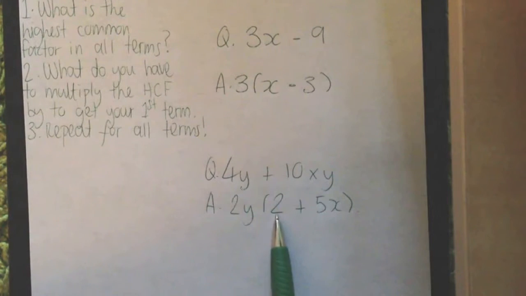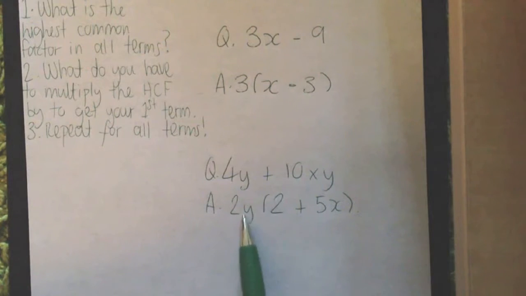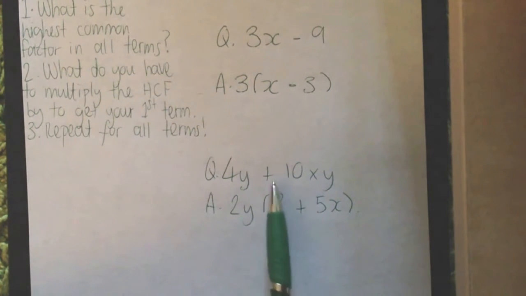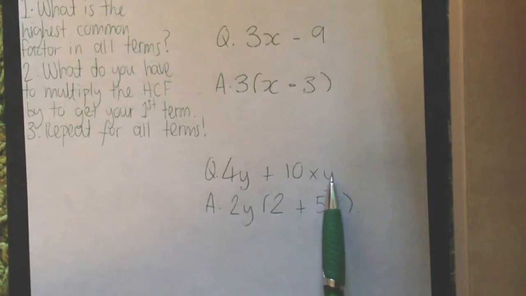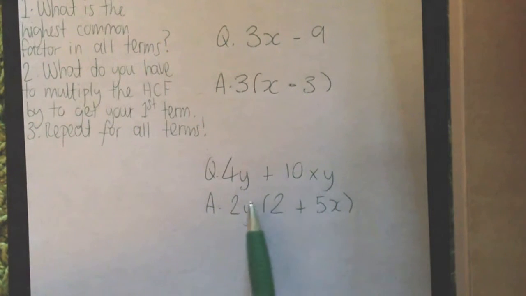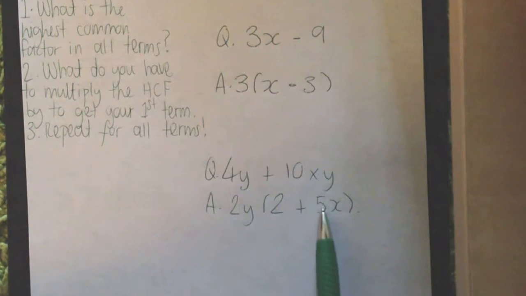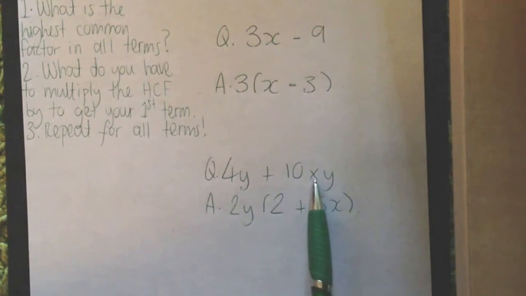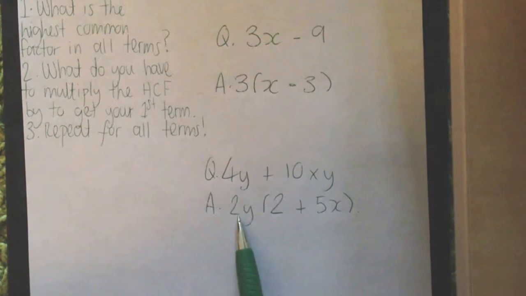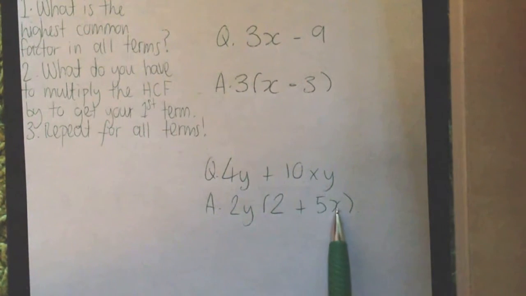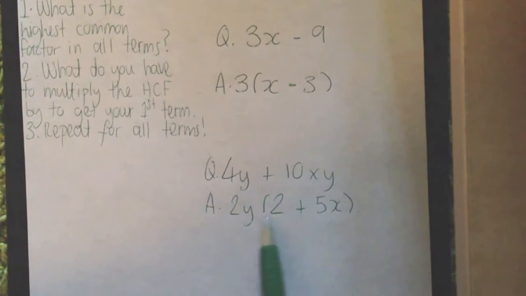So we put 2 here, and then again, what do you have to multiply 2y by to get positive 10xy? Well, let's start with the numbers. To get from 2 to 10 it has to be a 5, and to make sure we get an x in there, we have to multiply this 2y by an x. So your answer will be 2y bracket 2 plus 5x.